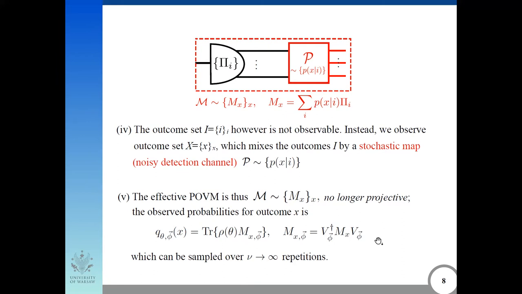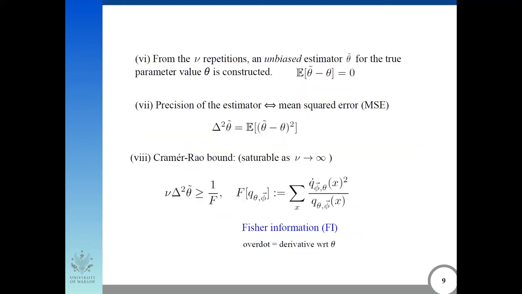Of course, for each round, we only get a single X outcome. So if we want the probability distribution, then we need to sample it over many rounds, ν. And ideally ν should be very large, let's say going to infinity mathematically. So it is from these ν repetitions that we would like to reconstruct an estimator for the true value of the parameter theta. Let's denote the estimator by theta tilde. In particular, we always consider unbiased estimators here, which means on average, our estimators should converge to the true value of the parameter.